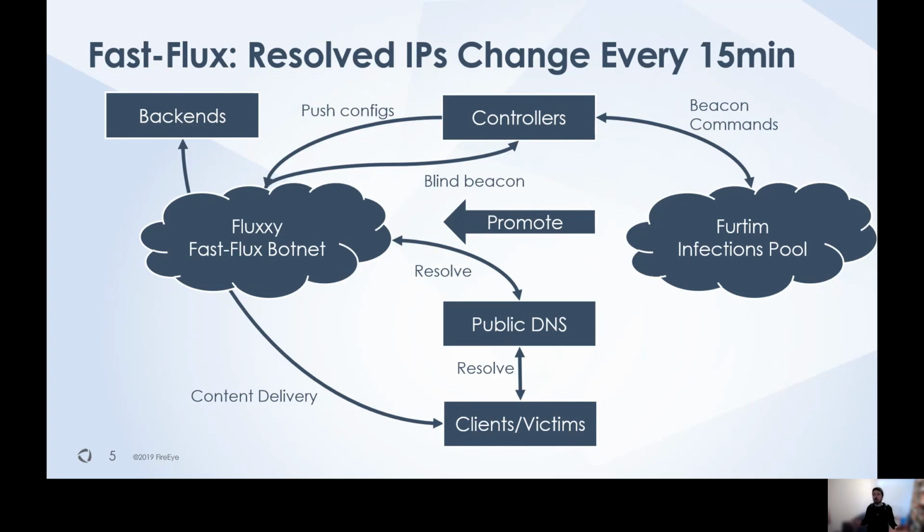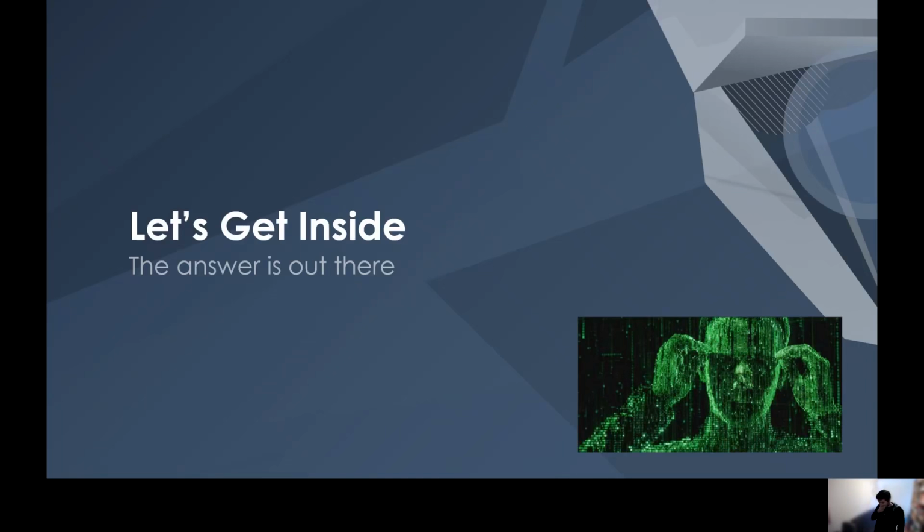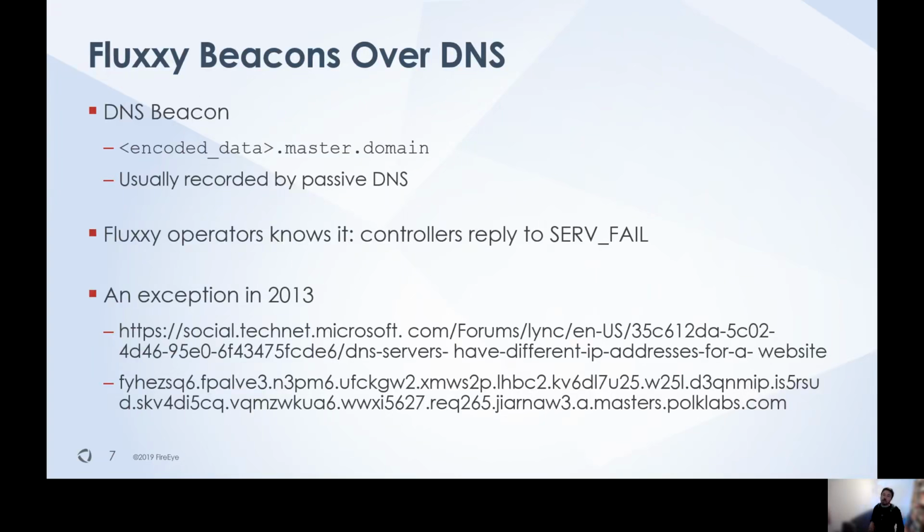We know that both networks are related because they share controllers. So that's a pretty good indicator that both networks are related. So what we want to do is to collect information from the adversary infrastructure here. The first thing to do is to understand how the Fluxxy networks communicate with their controller.